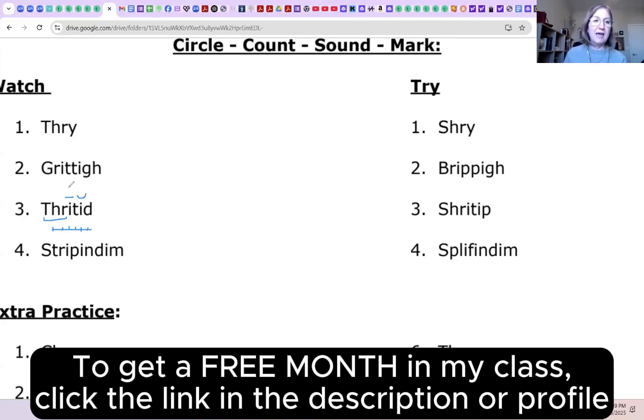Thrited. Make sure that R gets in the right spot. That's going to be the hard sound to throw in the proper position. Thrited.